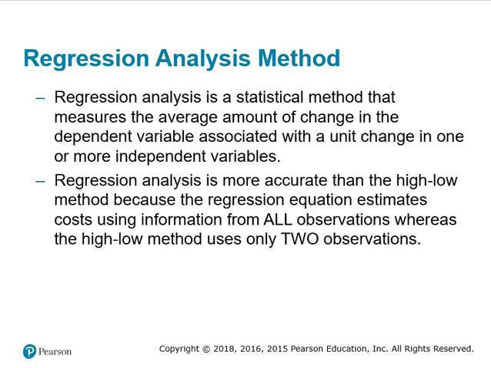The last one we'll look at is regression analysis, and that is a statistical method that measures the average amount of change in the dependent variable associated with the unit change in one or more independent variables. Regression is more accurate than the high-low method because it estimates all costs from all observations. It uses least squares, whereas the high-low method takes only the high and the low. But like I said, all kinds of things can happen in between.